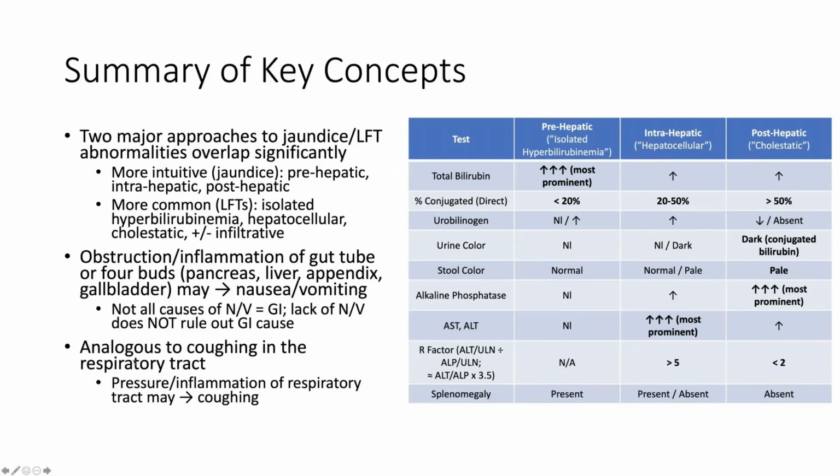It's also really useful because you can use this as an analogy to think about coughing. Because again, I always had a really hard time thinking, what would cause coughing? What's a good systematic way of thinking about coughing? In the same way that obstruction or pressure or inflammation of the gut tube or its derivatives can cause nausea and vomiting, basically the same thing in the respiratory tract can cause coughing, right?